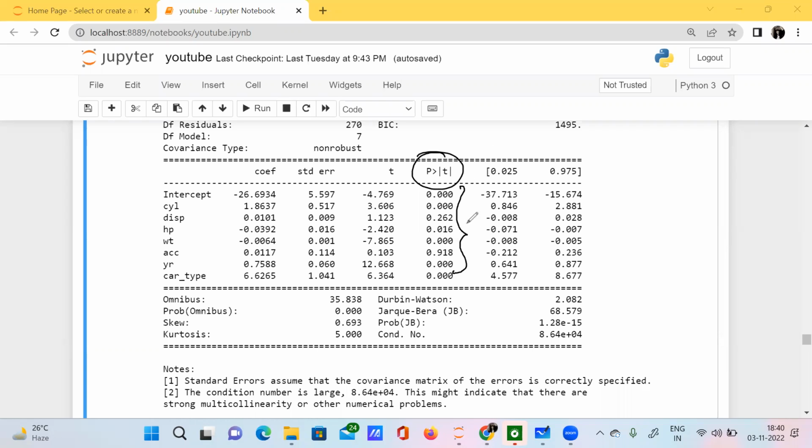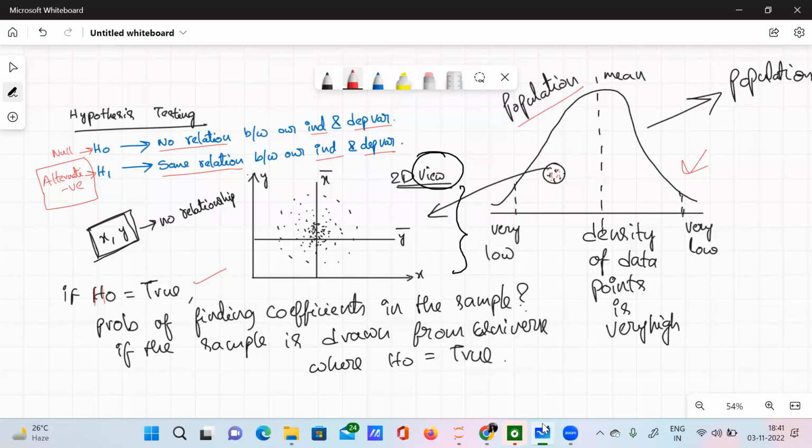So the probability of finding the coefficients in our sample is nothing but these p-values. That's the purpose of having these p-values in our OLS regression results table. So that's the thing here. And now you have got to know that this is the two-dimensional view of our data.